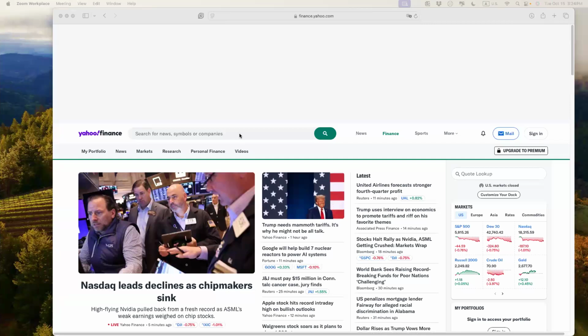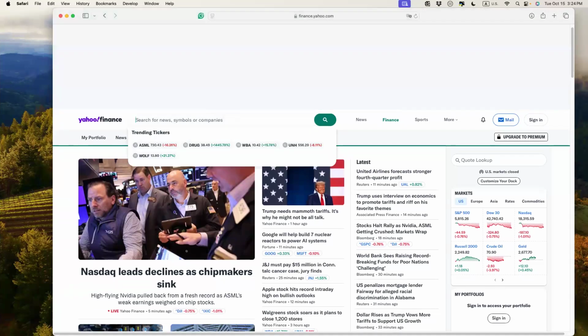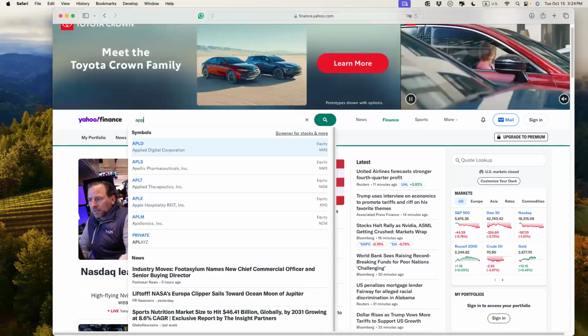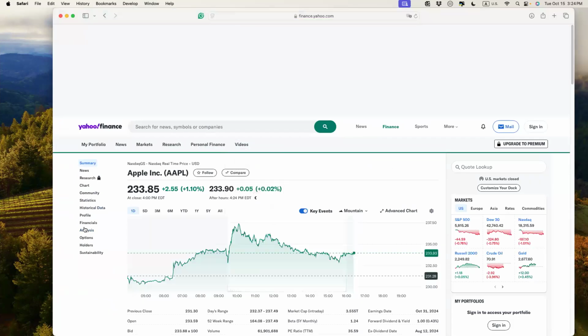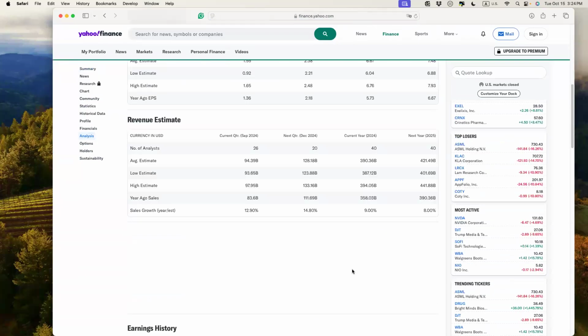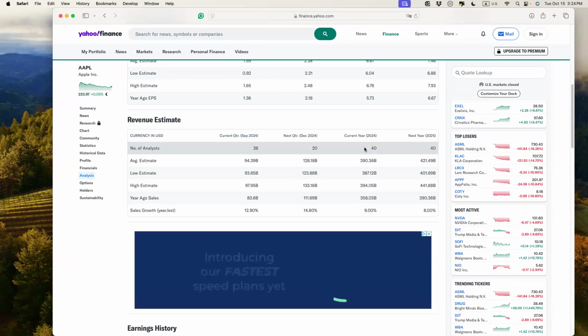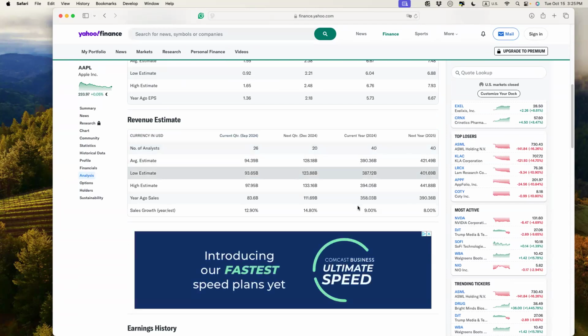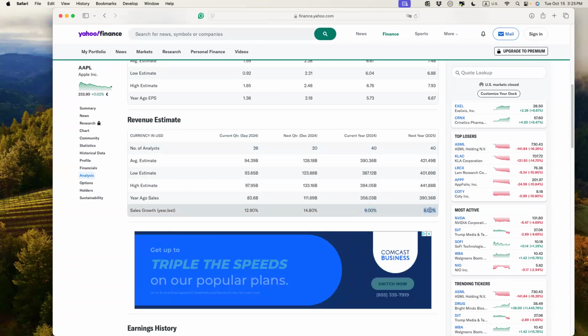So I already have Yahoo Finance pulled up. What we can do here is go there and search for Apple. Then we can click Analysis on the left side and scroll down a little bit, and we will have the revenue estimate section here. On the bottom here, we see that based on 40 financial analysts covering it, they projected that next year Apple is going to grow sales by 9%, and then 2025 is going to grow by 8%.